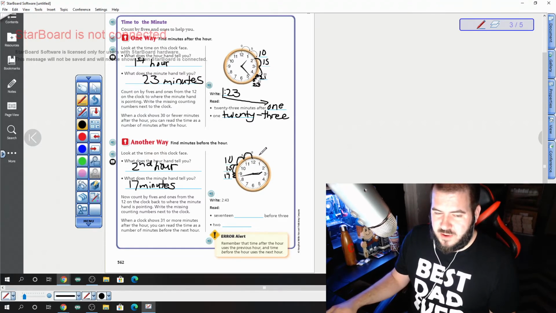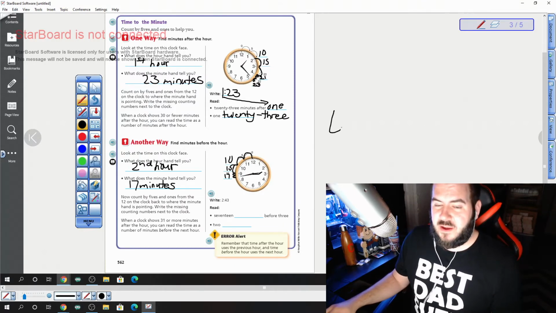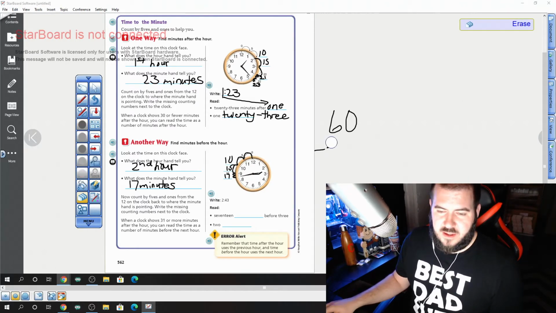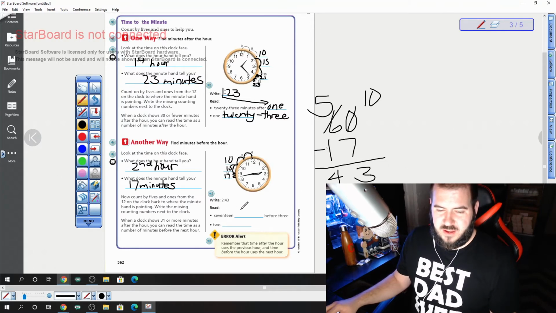If we would have counted forwards, we would have counted 5, 10, 15, 20, 25, 30, 35, 40, 41, 42, 43. See that? That's how they got 43. But also remember there are 60 minutes in an hour minus the 17 that we counted backwards would give us, we regroup, an answer of 10 minus 7 is 3 and 5 minus 1 is 4. 43. It is 2:43. We could also say, though, that it's 17 minutes before 3.